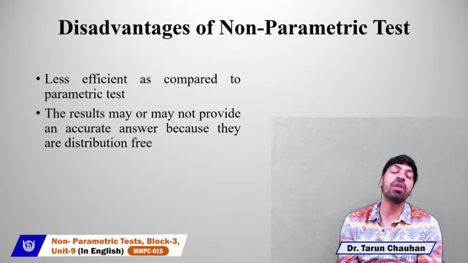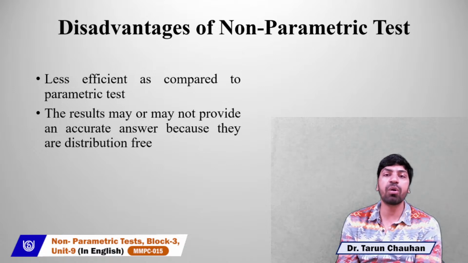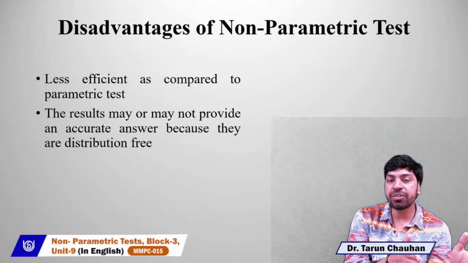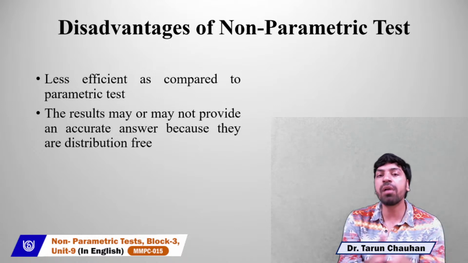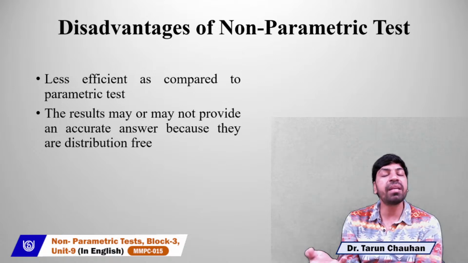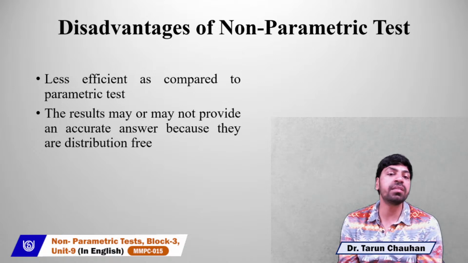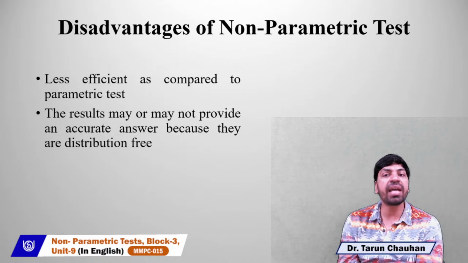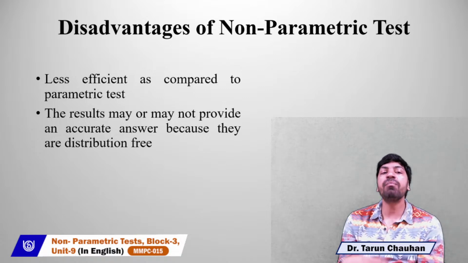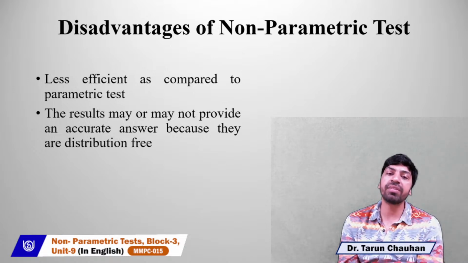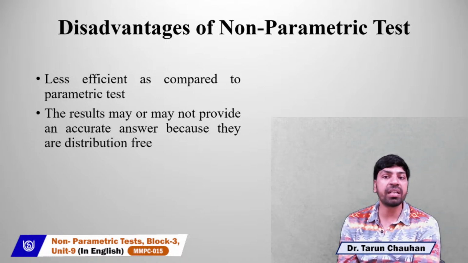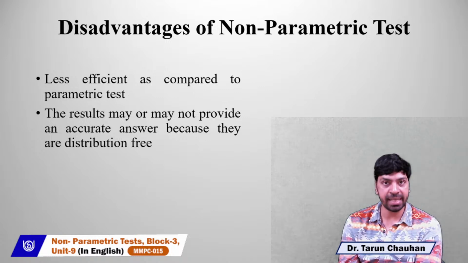The results may or may not provide accurate answers because they are distribution free. When we talk about the parametric test, it involves normal, Poisson, and binomial distribution models, but the non-parametric test does not belong to any such models. And that's why the results that we get using these tests may or may not be accurate. So that is also one of the disadvantages of the non-parametric test.